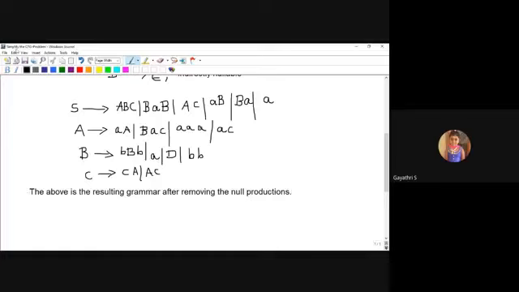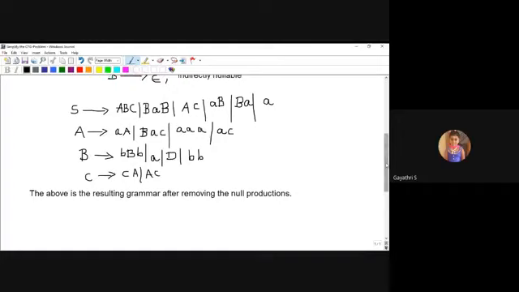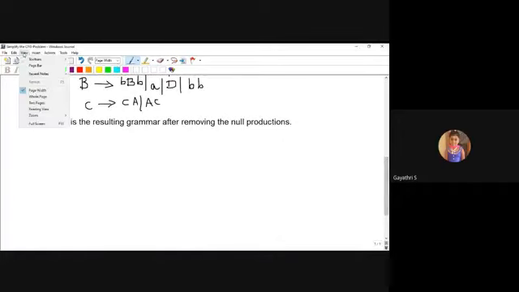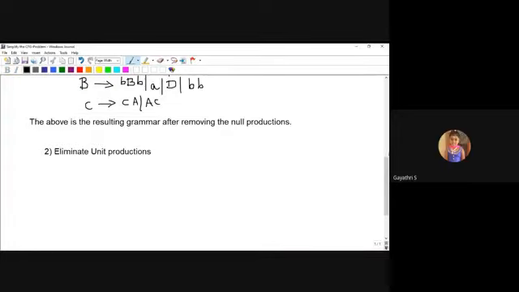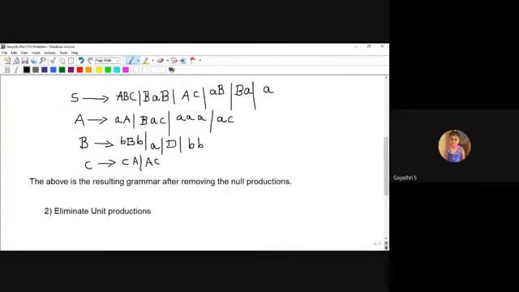Okay. So removing null production, the process is over. The next step, remove unit production. Step number 2, eliminate unit productions. So here, this is the resulting grammar.